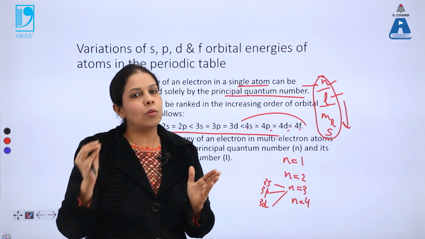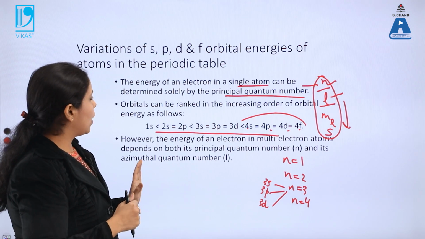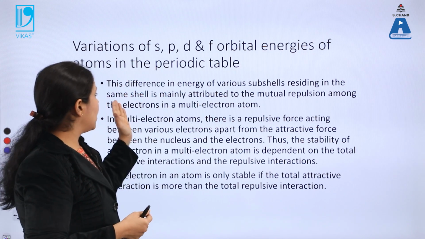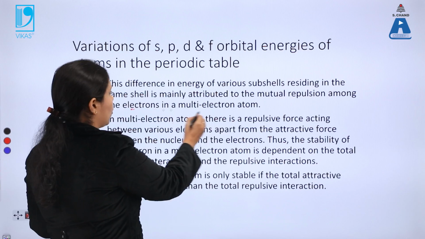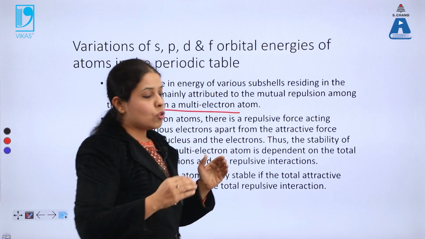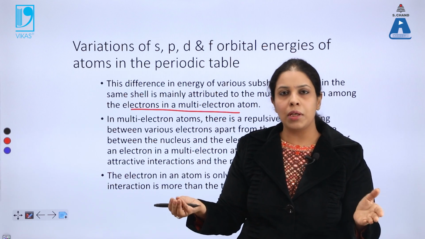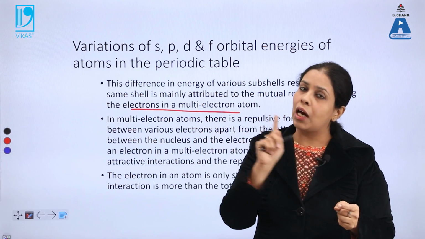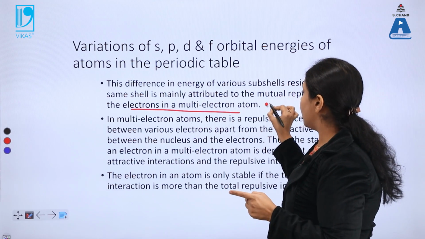Principal quantum number value and your azimuthal quantum number value. So let's see how the values can be calculated. This difference in energy of various subshells residing in the same shell is mainly attributed to mutual repulsion among the electrons in a multi-electron atom. For a single electron atom we can calculate simply by the value of principal quantum number, but in a multi-electron atom we have to see the value of shell as well as subshell, n as well as l.